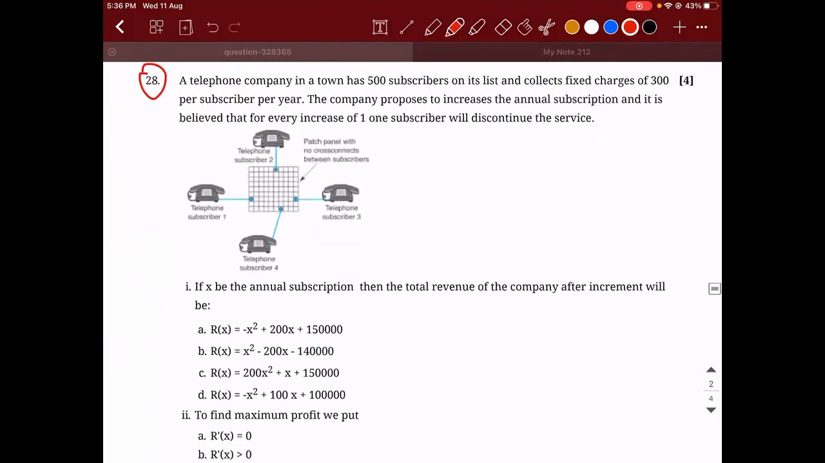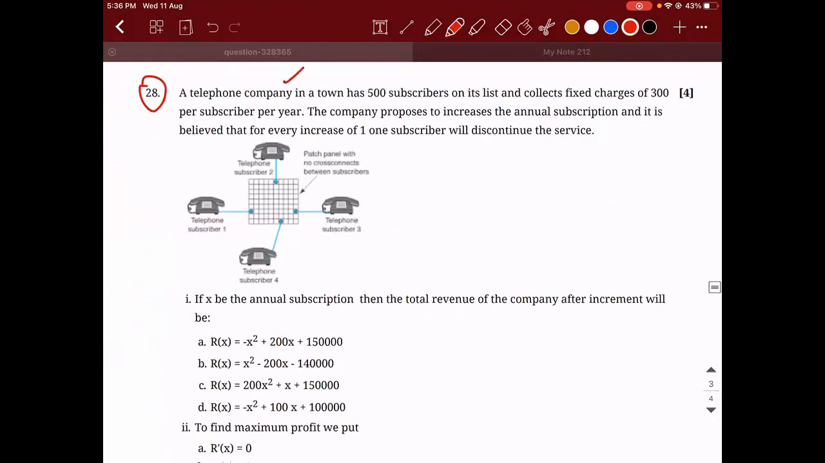Next. So try this. A telephone company in a town has 500 subscribers on its list and collects fixed charges of 300 per subscriber per year. The company proposes to increase the annual subscription and it is believed that for every increase of one, one subscriber will discontinue the service. For every increase of one, I think there is something missing in the question. 28, no?